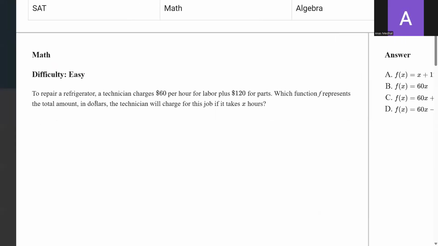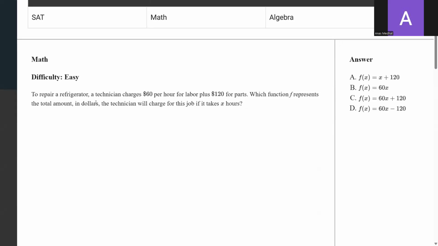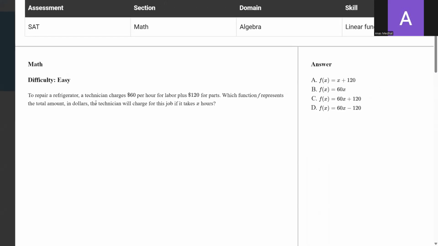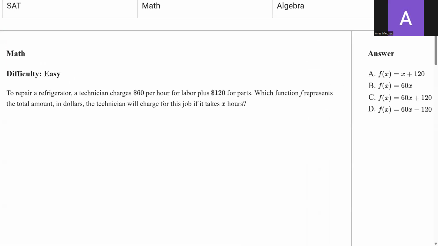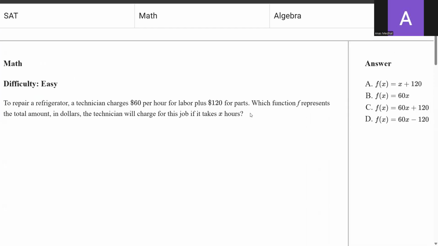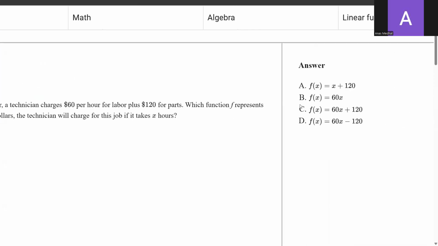To repair a refrigerator, a technician charges $60 per hour plus $120 for parts. Which function f represents the total amount in dollars the technician will charge for this job if it takes x hours? Okay, so this is the initial, the y-intercept, and this is the rate. So the rate goes beside the x, and this is the initial. So it should be 60x plus 120. So the answer is C.